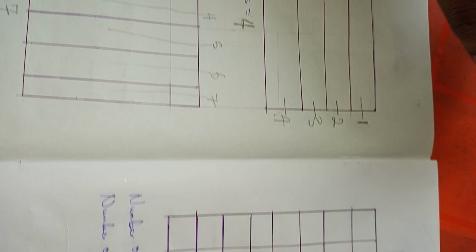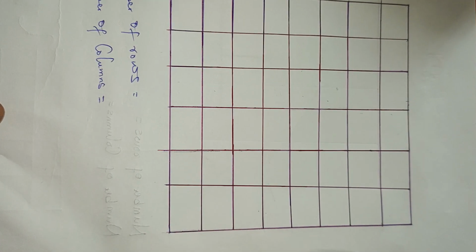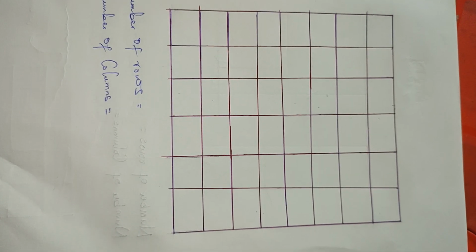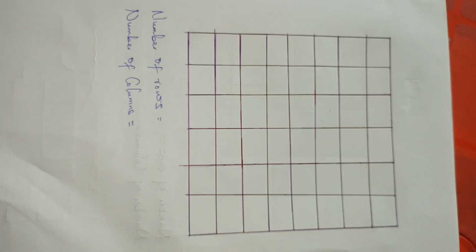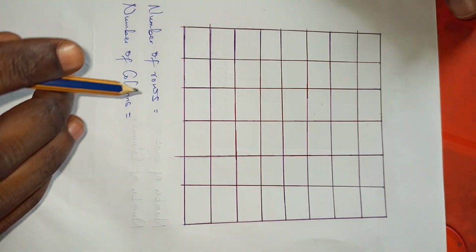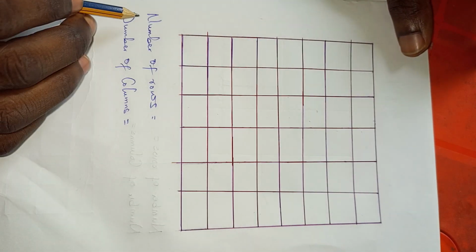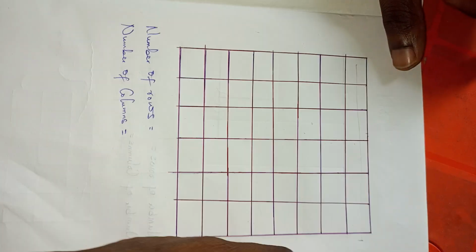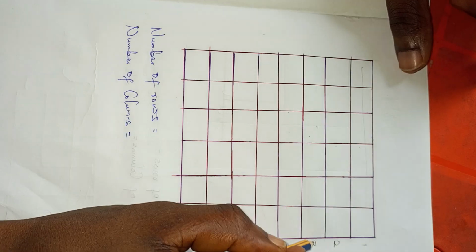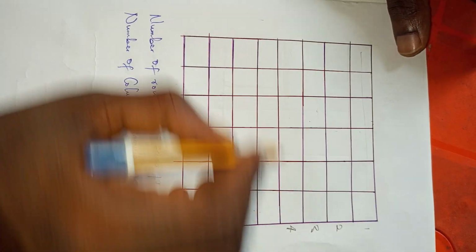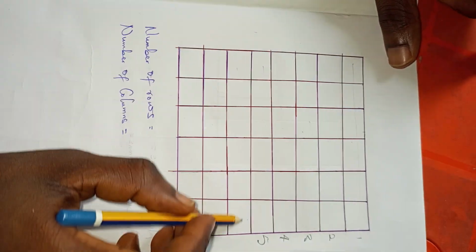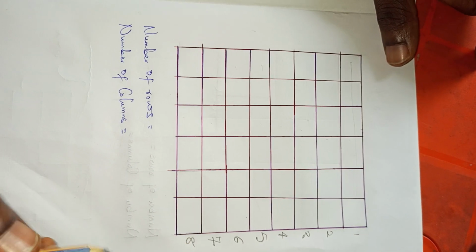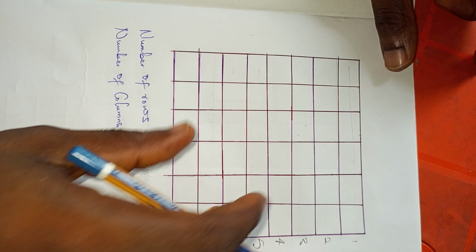Now, look at this table. If you understand what I did previously, then you should be able to understand the number of rows and columns on this table. Let's count. For the number of rows first, we have this 1, 2, this space 3, this horizontal space 4, 5, 6, 7, and 8. So we have 8 rows in this table.